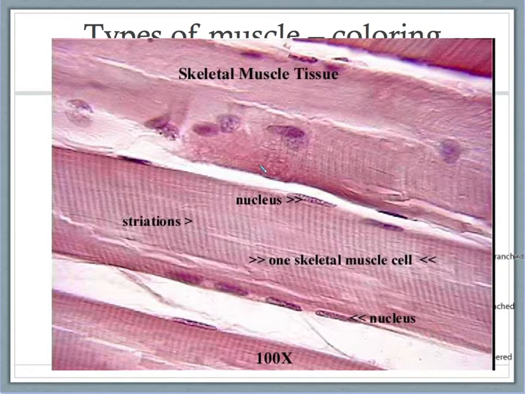This is an example of skeletal muscle. So you see your skeletal muscle. Here are the striations. You see those lines. You see the multiple nuclei. And this is 100 times zoom, so 100 times bigger than what you would see if you were looking at it with the naked eye. But there you can see what skeletal muscle looks like.